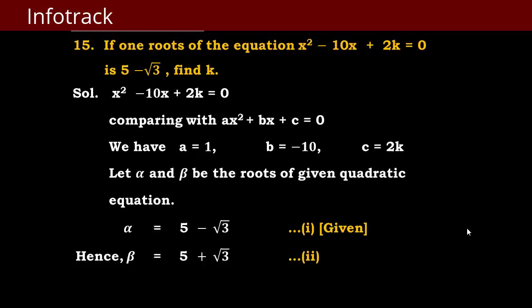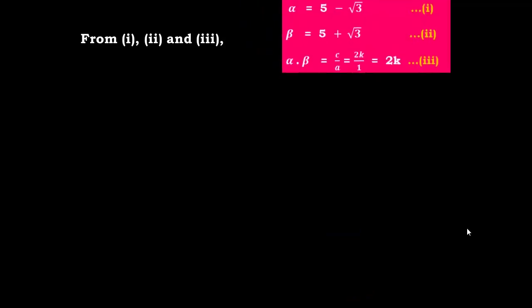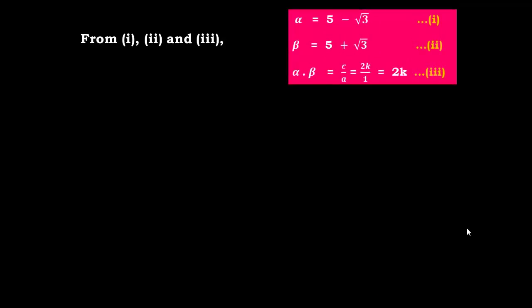See, because alpha into beta is c upon a, and c is equal to 2k. So 2k upon 1 is equal to 2k. So by formula, equation number 3. Now see, from 1, 2 and 3, we have alpha in equation number 1, beta in equation number 2, and alpha into beta in equation number 3.